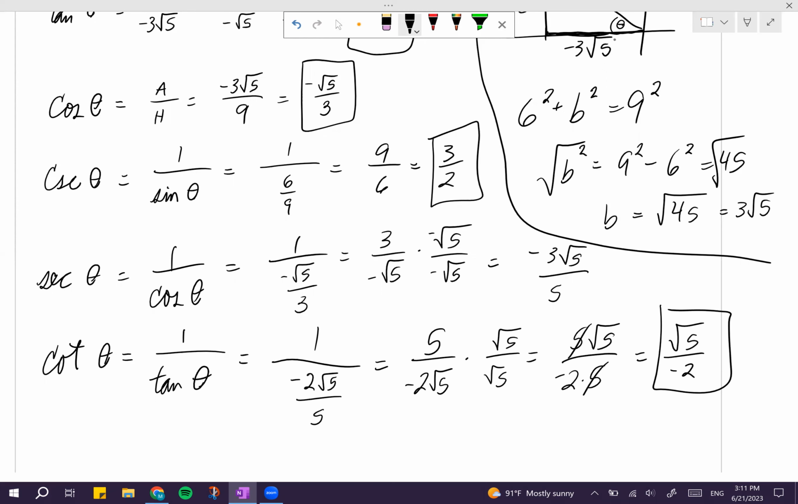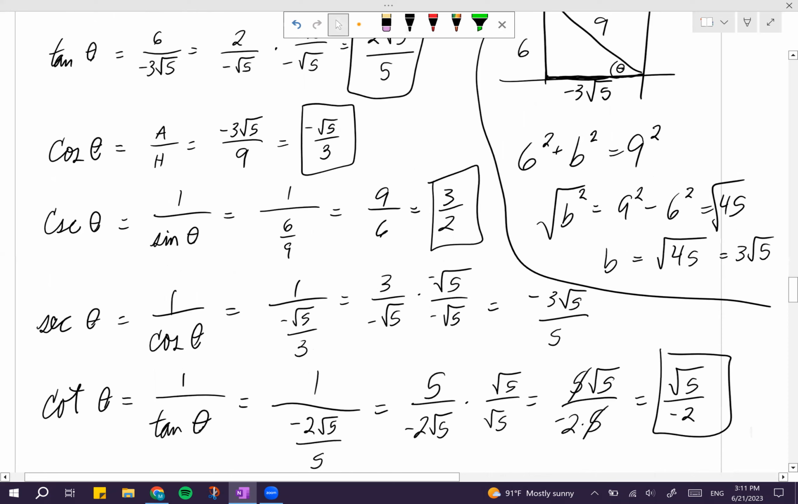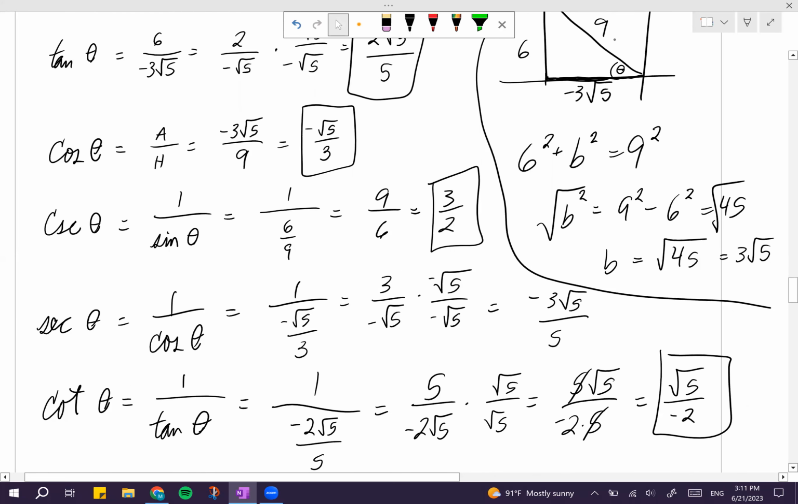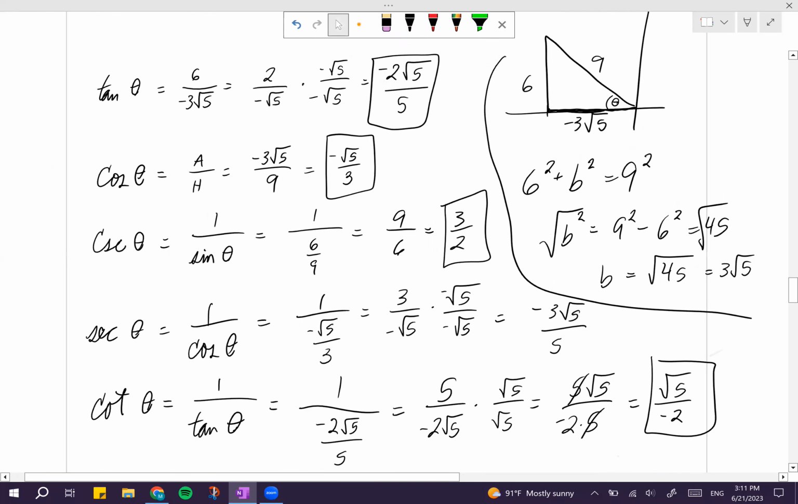Now notice that what we got right here, square root of 5 over -2, is the opposite of right here where we had tangent theta. It's like flip-flopped. Those would be my answers.